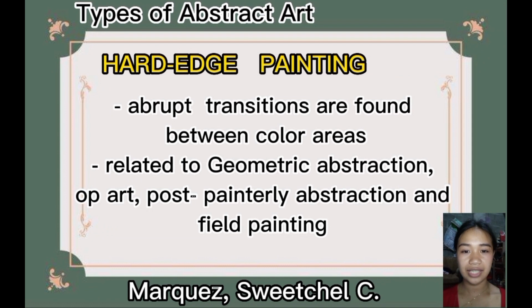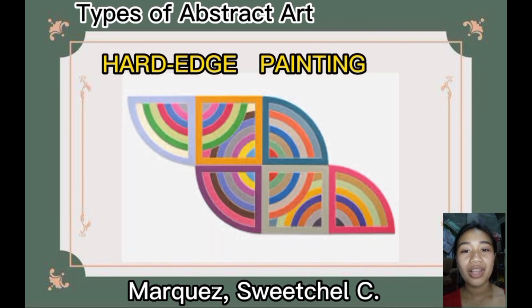Hard edge painting. It is a painting in which abrupt transitions are found between color areas. It is also related to geometric abstraction, op art, post-painterly abstraction, and color field painting. And this is an example of hard edge painting.